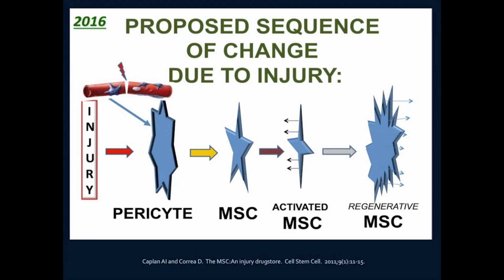Arnold Caplan, who's a PhD and one of the fathers of mesenchymal stem cell biology, has postulated that the pericytes are actually activated mesenchymal stem cells, that these pericytes reside on the microvascular circulation. Once they get triggered, either by some type of injury or some type of stimulation, they then morph into an activated mesenchymal stem cell and then enter and exert their bioactive effect at the wound site.